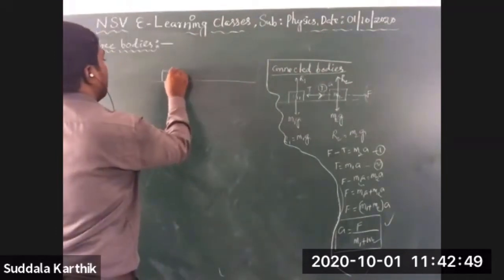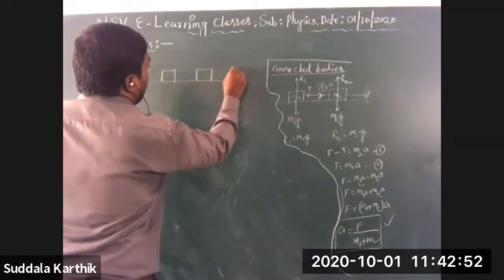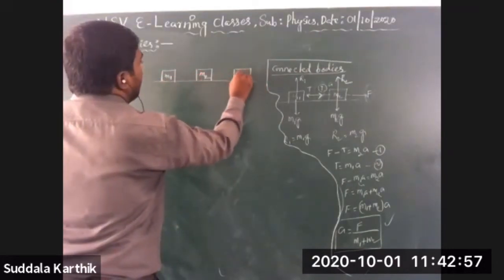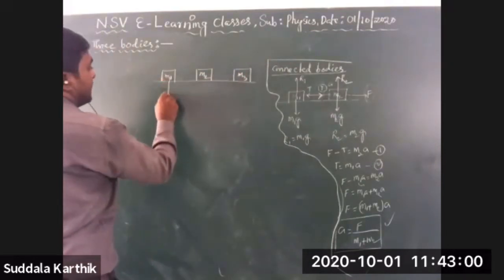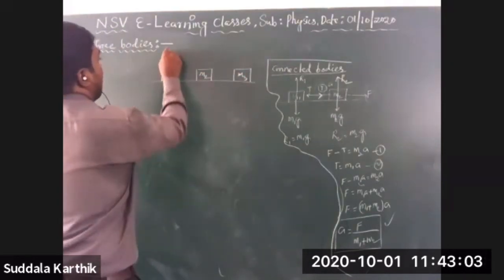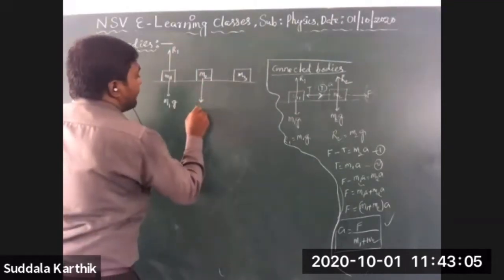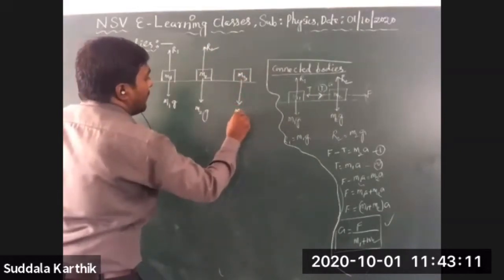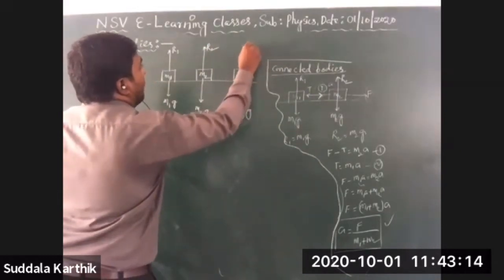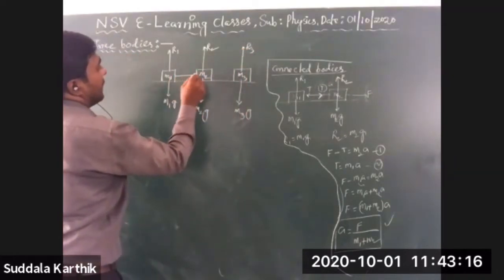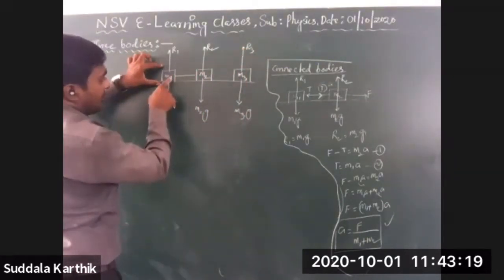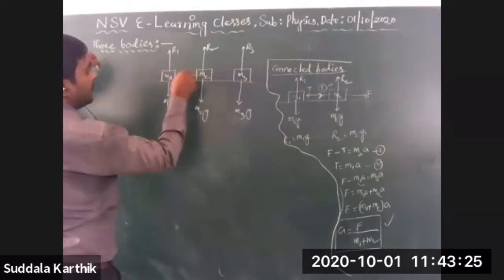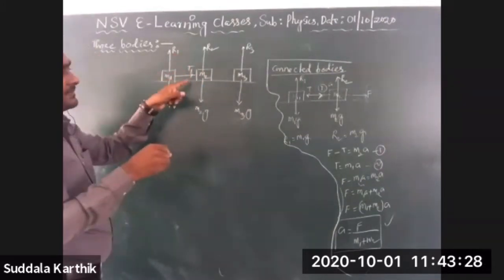This is the first body, this is the second body, this is the third body. This is M1, this is M2, this is M3. This is M1G, this is R1, this is M2G, this is R2, this is M3G, this is R3. I attached one mass to this string, and it is pulling in this direction. Definitely this is T1, developed by this one.